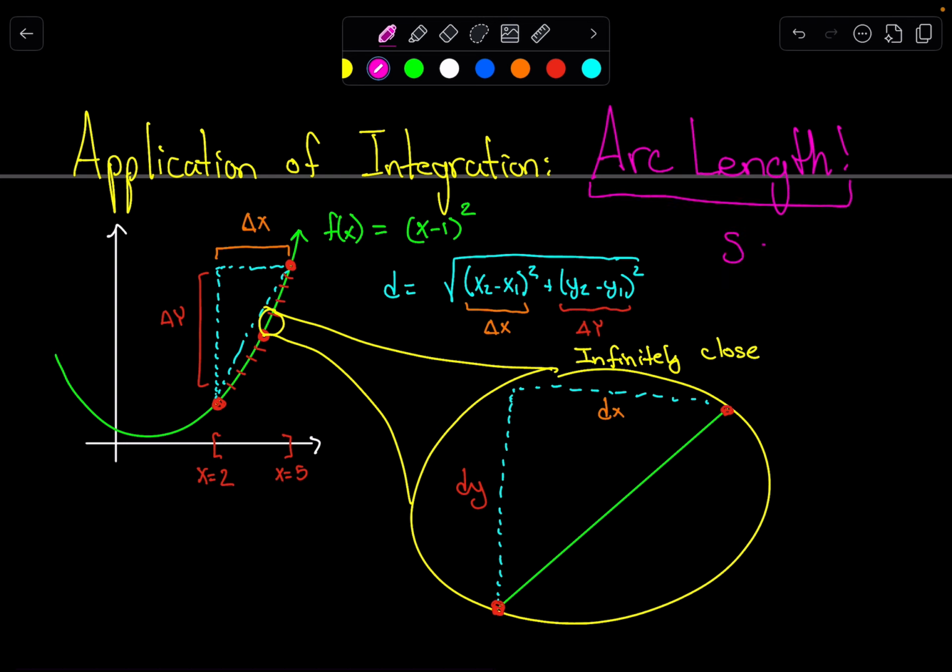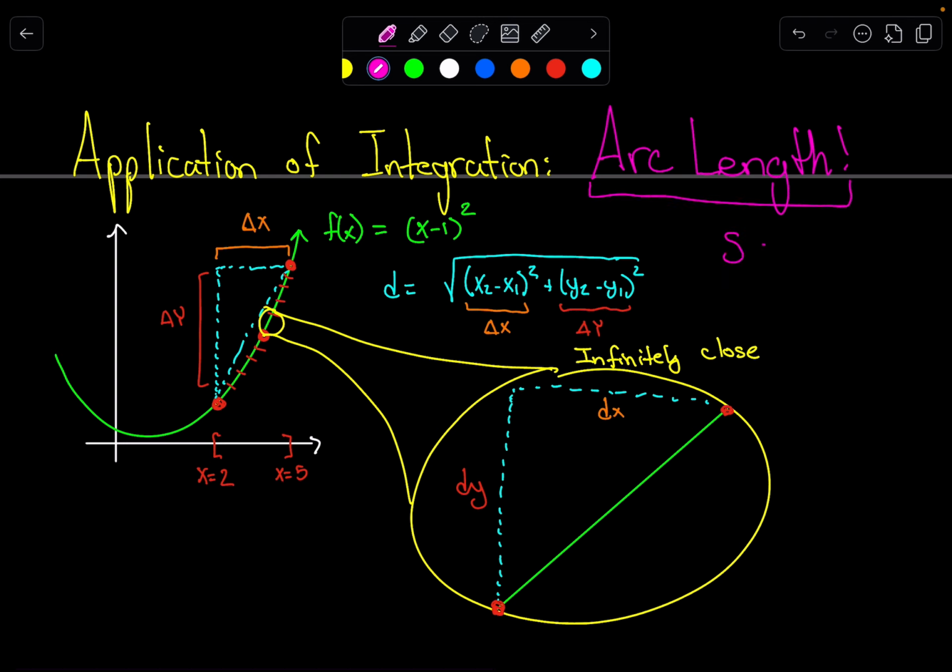But what is tiny arc length? Well, using the Pythagorean theorem, hopefully it's not too bad. We can use the Pythagorean theorem and get that this is going to be the square root of dx squared plus dy squared. That's not so bad. Again, like x is equal to 2, x is equal to 5, and we have a formula for arc length. This is it.